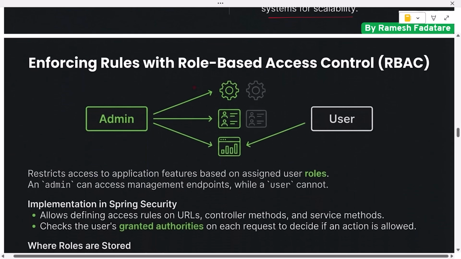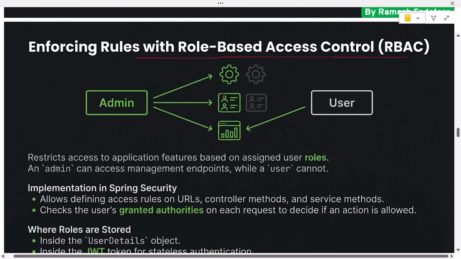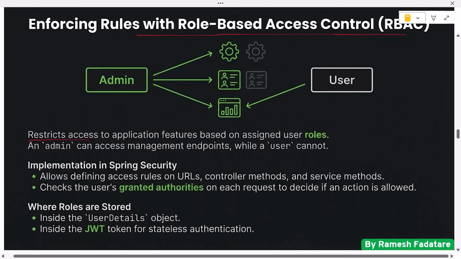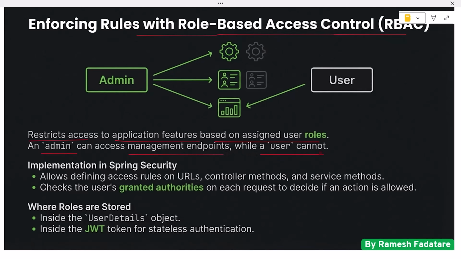Next, what is role-based access control in Spring Security? Role-based access control, or RBAC, restricts access to application features based on user roles. For example, an admin may access management endpoints while a normal user cannot. Spring Security simplifies RBAC by allowing access rules on URLs, controller methods, and service methods. When a request arrives, Spring checks the user's granted authorities and decides whether the action is allowed. RBAC ensures security policies are enforced consistently throughout the application.